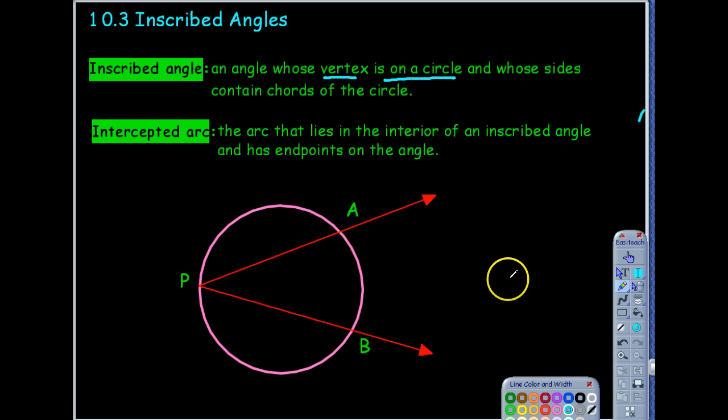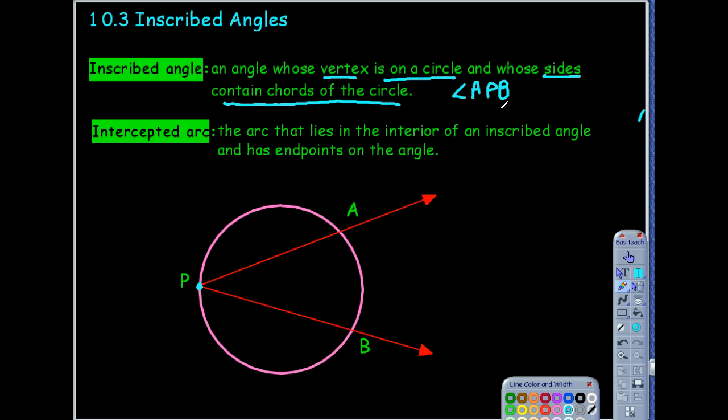If you look at this circle here and this angle, notice the vertex is directly on the circle. Now, some other criteria. It says whose sides contain chords. So the sides have to be chords of a circle. If you extend this out as the ray, obviously this goes past the circle, but the sides PA and PB are actually chords. So that's why this is an inscribed angle. In this picture, it's angle APB. You could technically say angle P because it's the only angle in the picture.